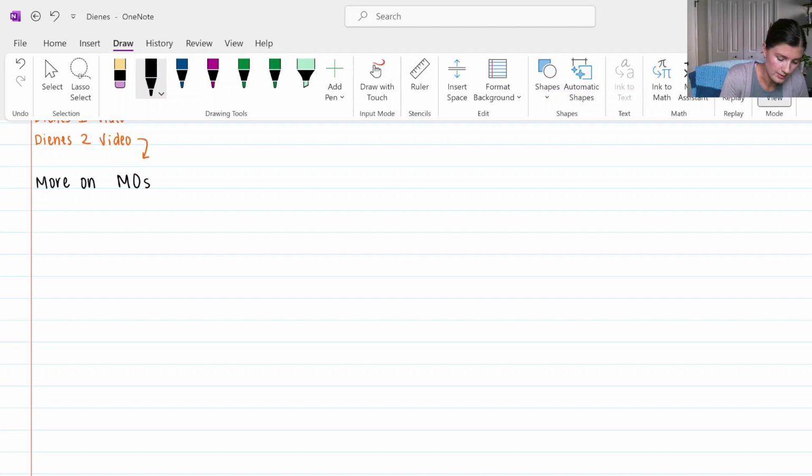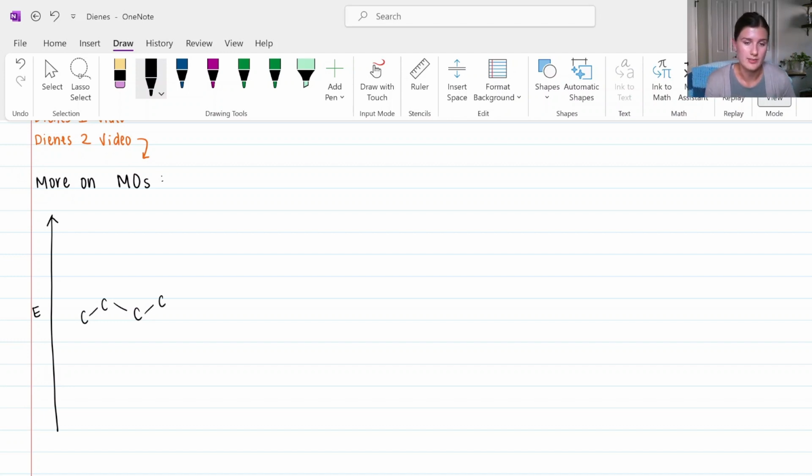So more on MOs, or molecular orbitals. And let's look again, we're looking at 1,3-butadiene. We'll draw on an energy scale. I'm going to start with just that same structure with the individual p orbitals on the left side. And then on the right side, we'll draw the molecular orbitals.